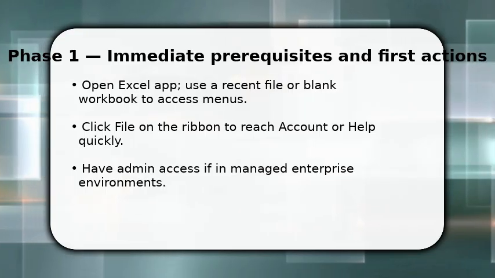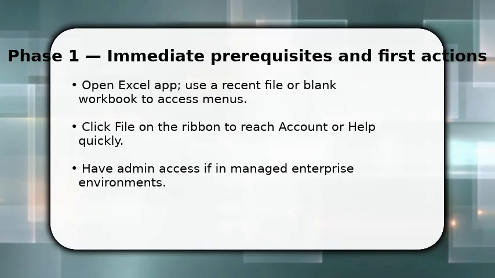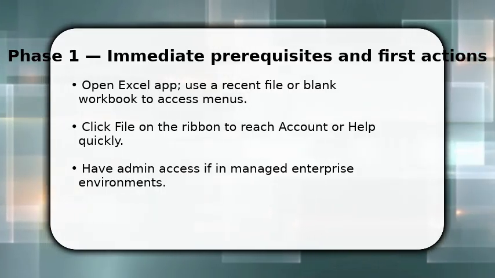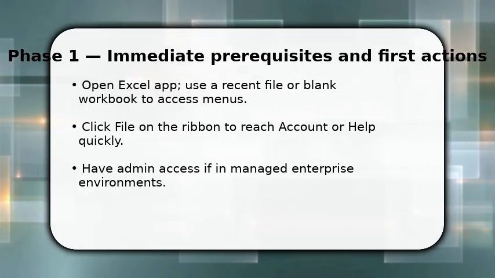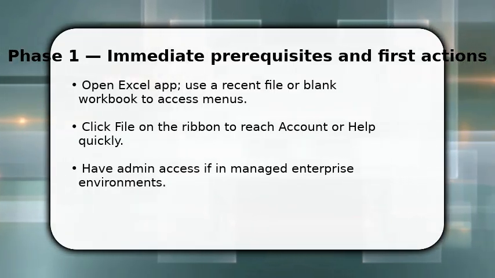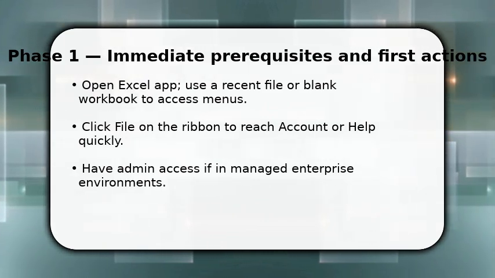If you don't see Account, choose Help. Older builds show details there. Make sure to use a fully loaded Windows or Mac session. Restricted kiosk modes can hide menus. You're starting practical checks now, not hunting through settings. So proceed to the Account or Help pane for concrete version data.